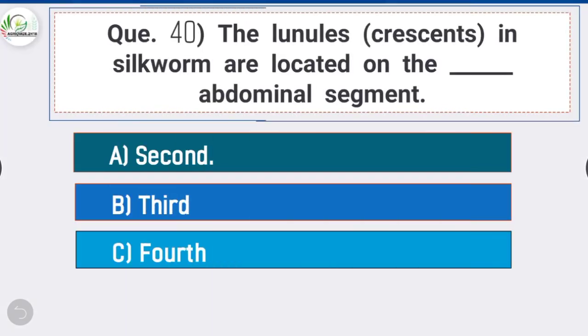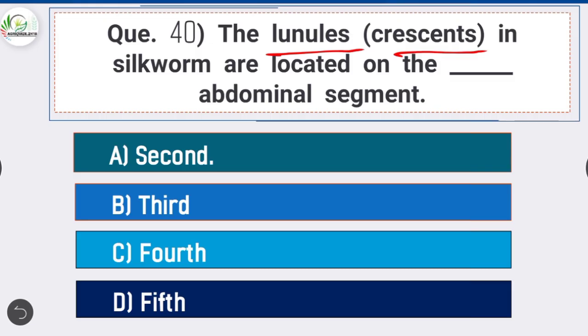Question number 40. The lunules or crescents in silkworm are located on the dash abdominal segment. Option A is the correct answer, second. The normal silkworm larva is furnished with a pair of large crescent markings on the second abdominal segment and a pair of small star markings on the fifth segment.